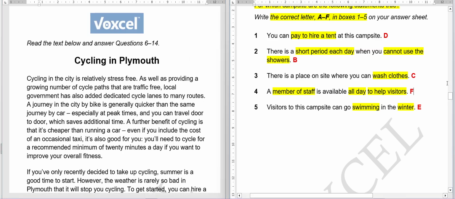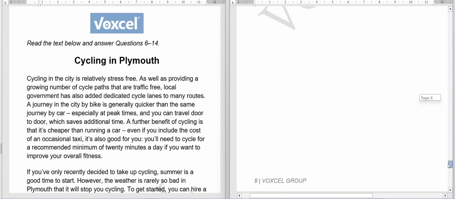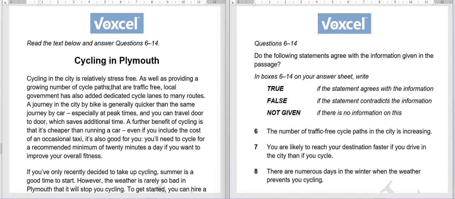This is our second paragraph of this particular section 1. For this, if you look here, you have questions 6 to 14. So here are your questions 6 to 14. Just give me one sec. Okay, so the title says cycling in Plymouth. I believe it is a town in England. So this is about cycling in this particular place. So let's see the questions on the right hand side.